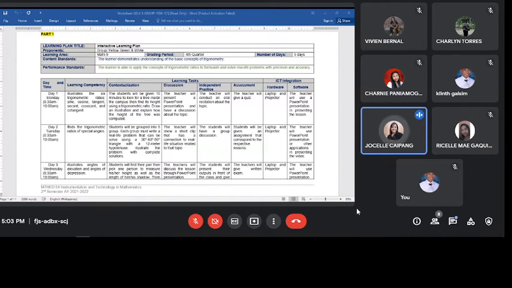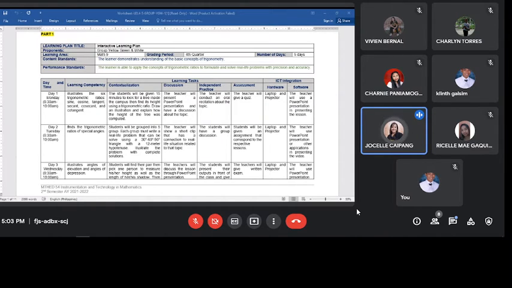For day one, which is Monday from 8:30 to 10 a.m., the learning competency is illustrates the six trigonometric ratios: sine, cosine, tangent, secant, cosecant, and cotangent. For the contextualizations, the students will be given 15 minutes to look for a tree inside the campus and find its height using a trigonometric ratio. Draw an illustration and explain how the height of the tree was computed.